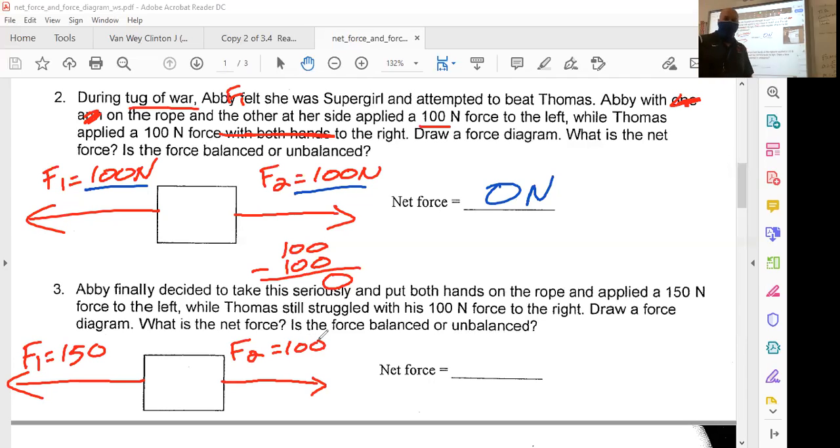Now, Nevada, when forces act in opposite directions, what do we do with them? What do we do with forces that are opposite? Opposite what?